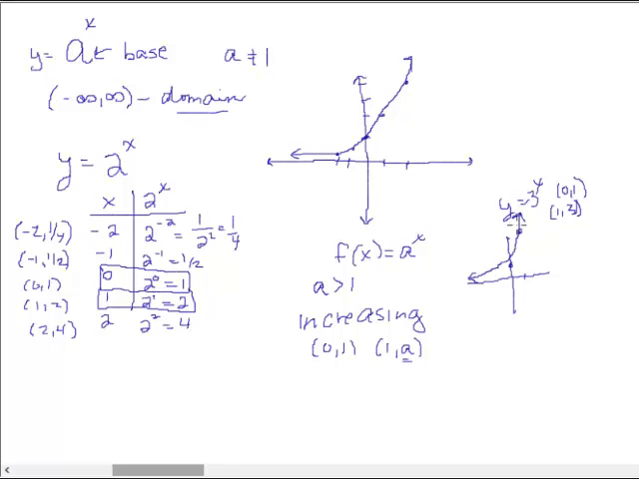So another important thing to note is that as this comes down, it's never going to touch or cross the x-axis. So the x-axis, or that would be the line y equals 0, is a horizontal asymptote.